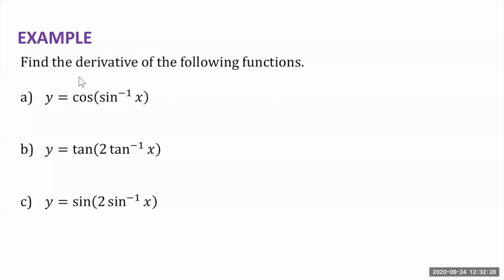Example, find the derivative of the following functions. Here we have the functions, that is the combination of the trigonometric functions. So in part A, we have to find the derivative of y equal to cosine of sine inverse x. So we need to know the derivative of cosine, and also we need to know the derivative of sine inverse for this one.